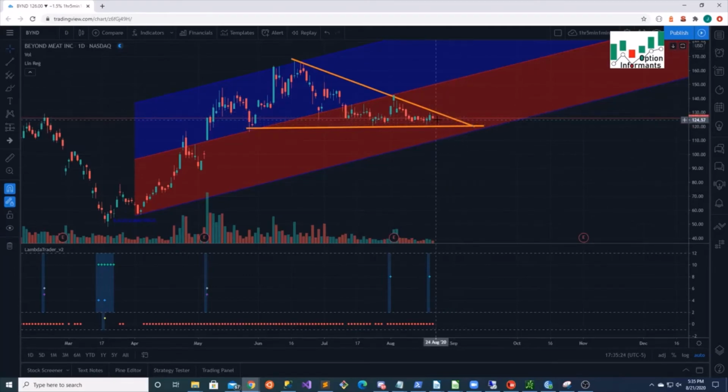Obviously, we have some time. We also have Lambda traders showing some positive signs here as of yesterday. I think we put on a trade, at least I put on a trade. We're not alerting these anymore just because the Lambda trader is up and running. But let's take this to Tastyworks and I'll show you what I do for my spreads.